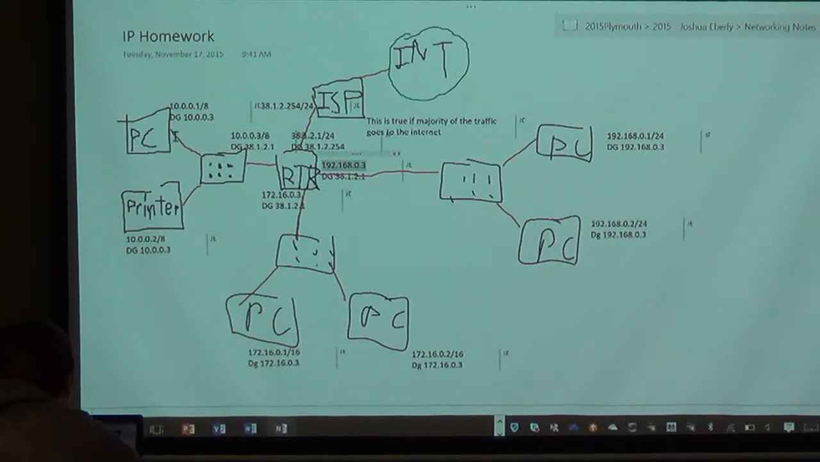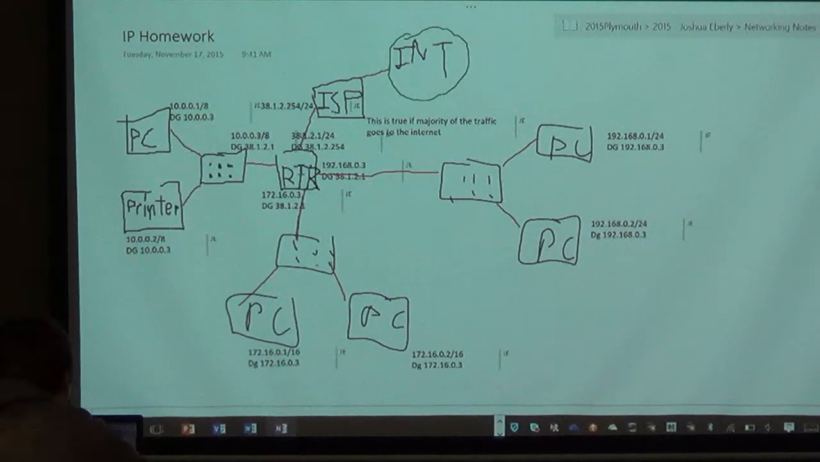If it has a destination of 0.0.0.0, or let's say it's a public IP address, this PC is going to send it to its default gateway, which is this interface on the left side.